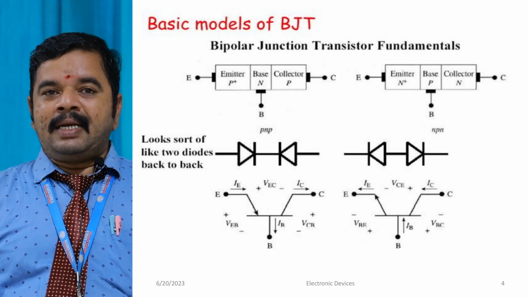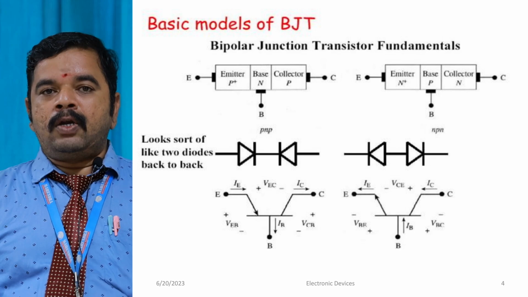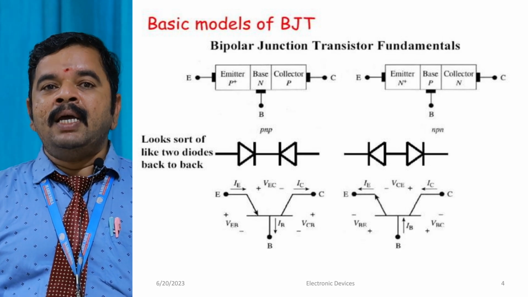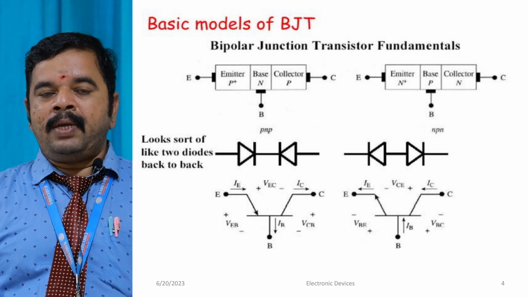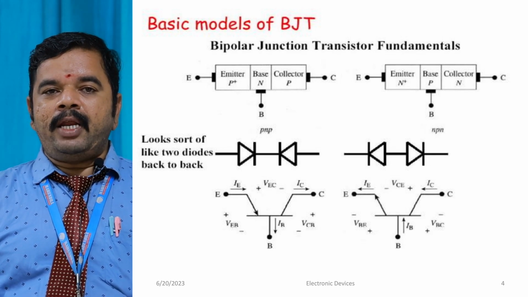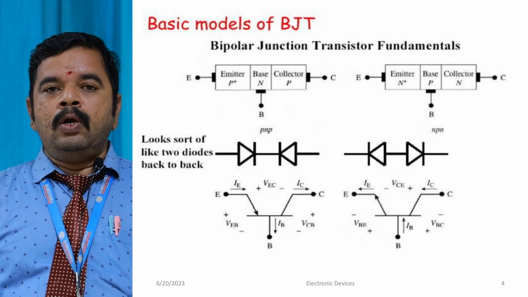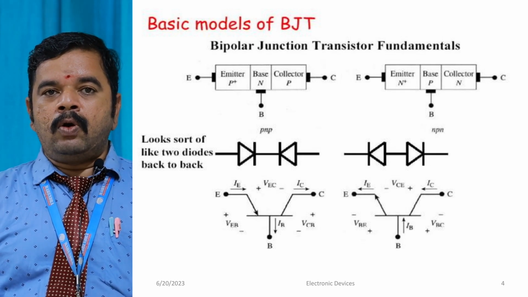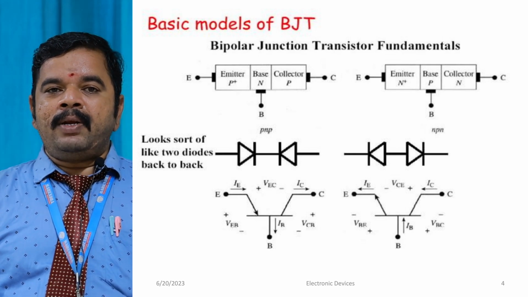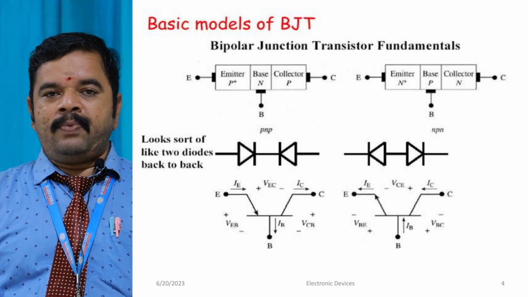There are two categories of transistor: the NPN transistor and the PNP transistor. What does an NPN transistor mean? A p-type semiconductor is doped between two n-type semiconductors; we call that the NPN transistor. And in the PNP transistor, an n-type semiconductor is doped between two p-type semiconductors.